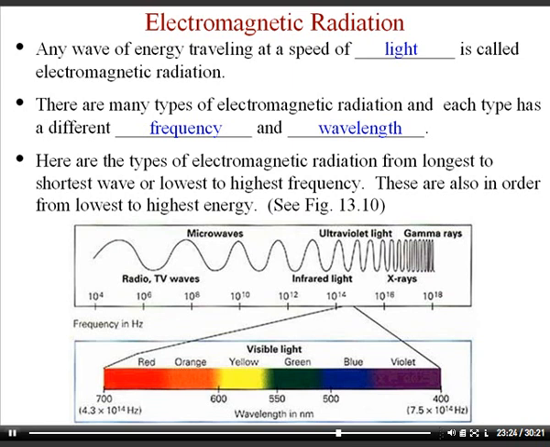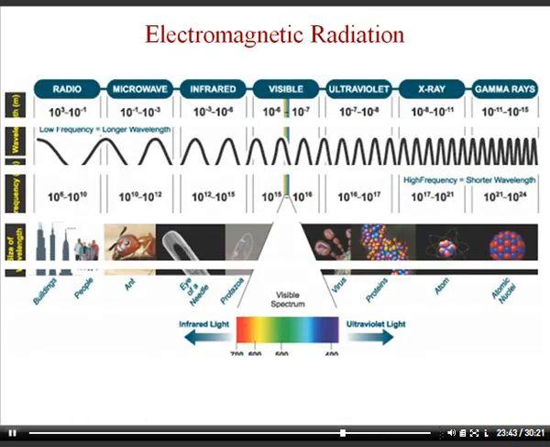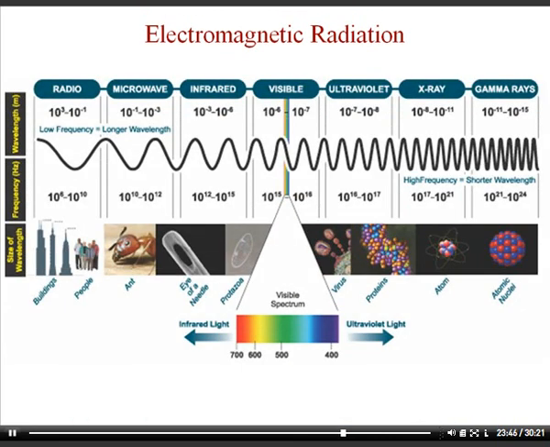The colors of visible light, those are electromagnetic radiation waves as well. They're also listed from longest to shortest waves. So red is the longest wavelength and violet is the shortest wavelength. In terms of energy, the long waves have low energy and the short waves have high energy. Here's another picture of them. Low frequencies on the left, high frequencies on the right.